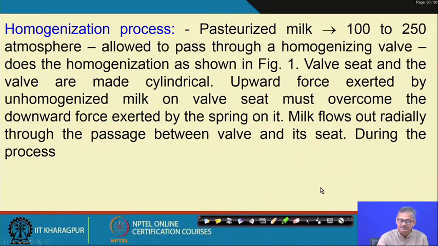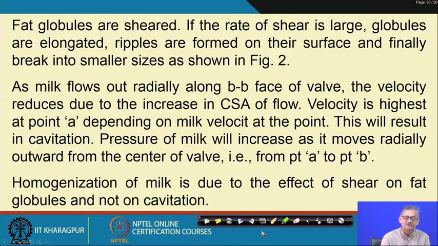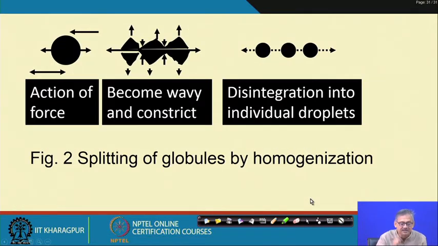During this process, the fat globules are sheared, right. This is the fat globule, this is the fat globule. A force is acting like this and like this, so there is a shear action on the fat globule. If you look at the other figure, it will be like this, right. This is the fat globule, and there is a shear action happening like this.